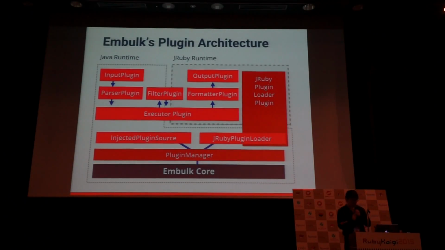This is Embulk's plugin architecture. As I said, Embulk is written in Java and Ruby. The core is using dependency injection. So for simplicity, there are only 2 components, plugin manager and plugin source. And plugin source is pluggable. So there are 2 implementations. One is the injected plugin source, and the other is the JRuby plugin loader.